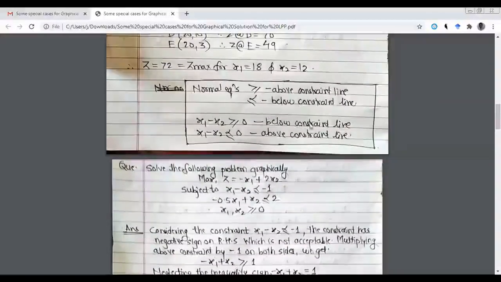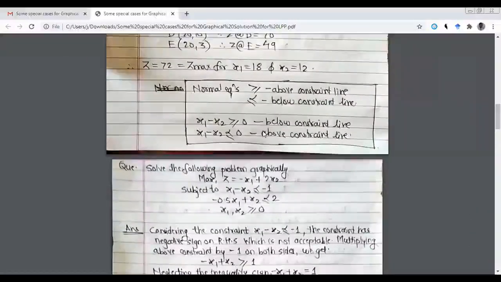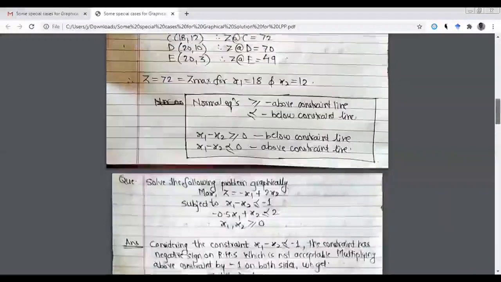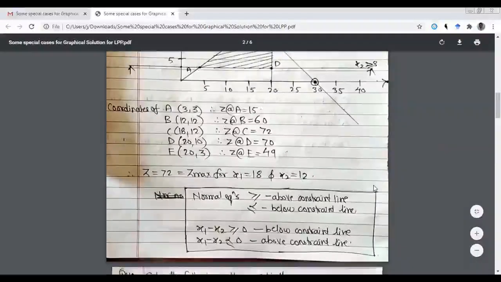Now what I'm telling you is not only restricted to this numerical, it is applicable for all numericals. If in some different numerical I have x1 minus x2 greater than or equal to 0, in that particular numerical also I'll have to consider the region below the constraint line, or vice versa. If it is less than or equal to 0, I'll have to consider the region above the constraint line, right? So that is to be taken into consideration. Somewhere you make a note of this. I'll be providing you the PDF, right?